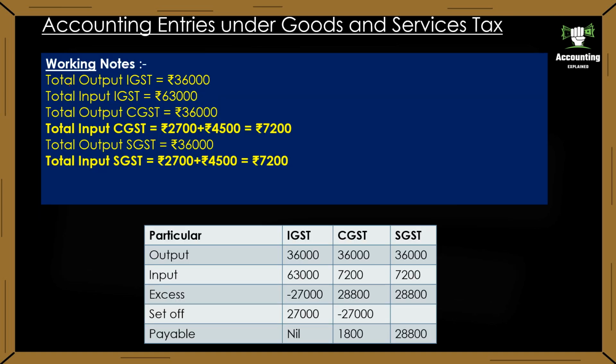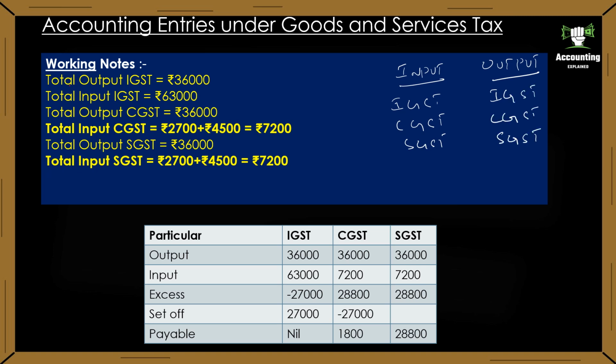We have to analyze our journal entries and write separately how much is input and output of IGST, CGST and SGST. On going through the journal entries, we have found that total output IGST is 36,000. Total input IGST is 63,000.